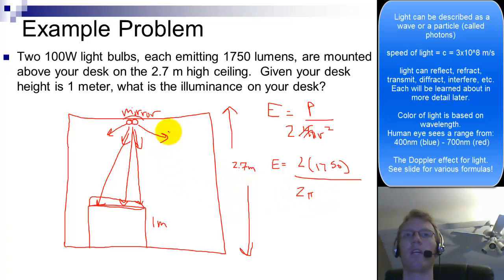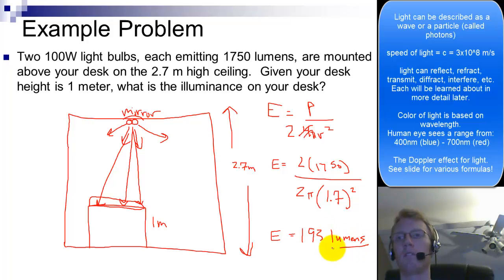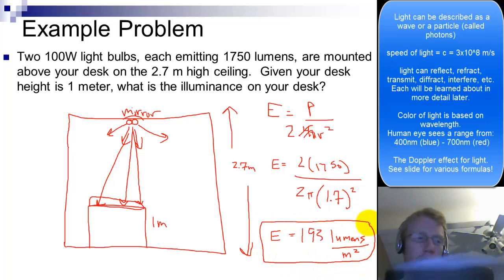So 2 pi, and then the radius, if the total height was 2.7 and the desk is 1 meter tall, then the distance away, the radius there, is just 1.7 squared. And so our illuminance, we can cancel those 2's out, and we can go 1750 divided by pi, divided by 1.7 divided by 1.7. And I'm getting here 193 lumens per meter squared.